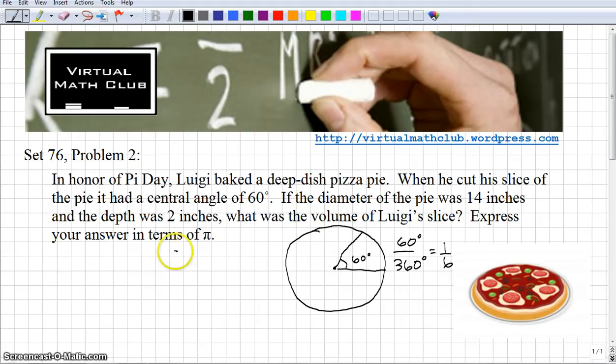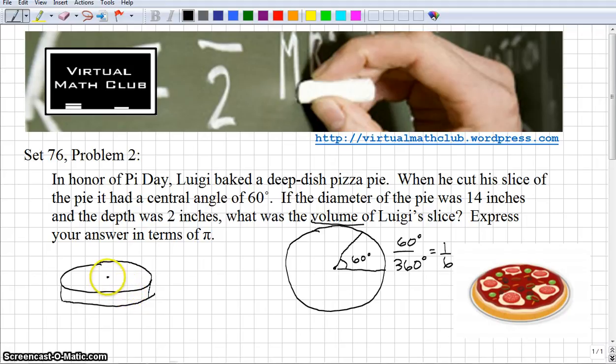But we're asked actually to find volume, right? We want to find the volume of Luigi's slice. Well, how do we figure out the volume of this pizza? Let's take a look at this from the side. Let's take a look at a 3D view. I'm going to draw something that looks like a deep dish pizza pie pan. So there's the depth of the pizza and the bottom. That's sort of like a circular pan from the side, and you can see it's basically a cylinder, right?